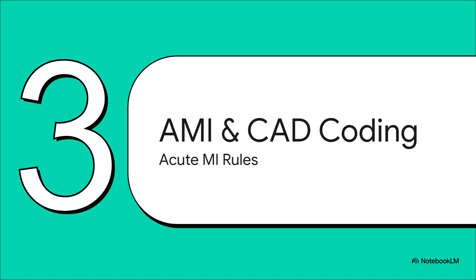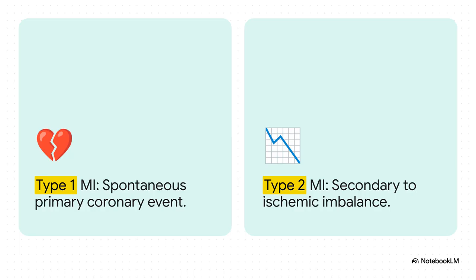Let's dive into Section 3, acute myocardial infarction and coronary artery disease. Let's look at those acute MI rules. First things first, you've got to capture the anatomy. Is it a STEMI or an NSTEMI? Then, you must differentiate the underlying cause.